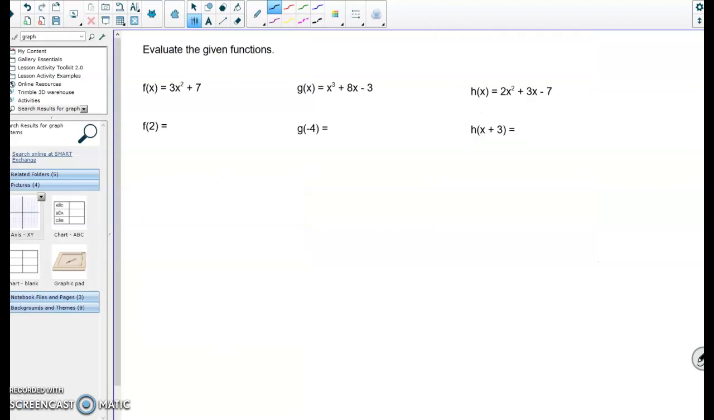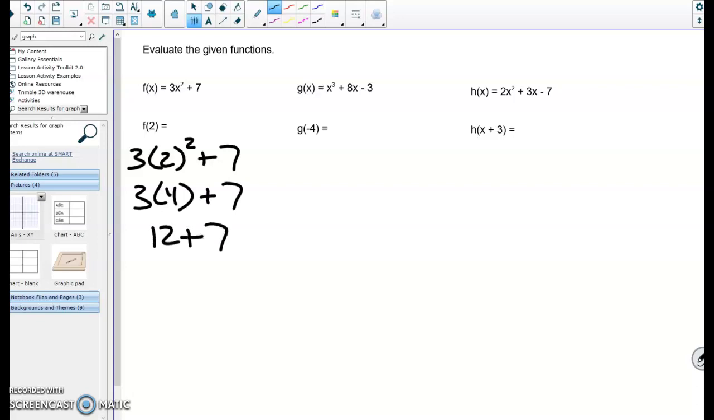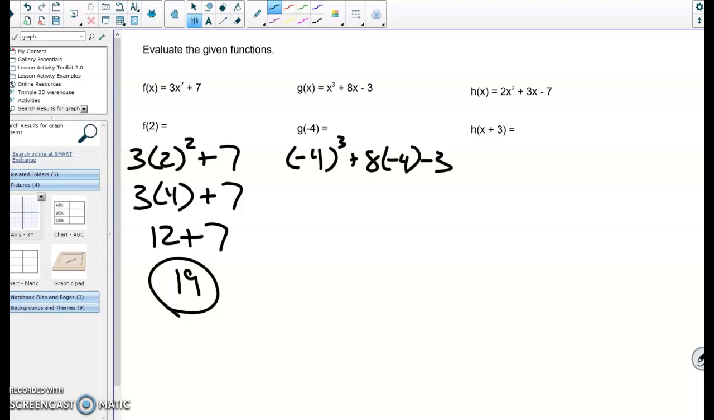All right, so now when we evaluate functions, whatever my number is, I put in for x. So the 2 goes in for x. We deal with the exponent first. 2 squared is 4. 3 times 4 is 12, plus 7, and the answer is 19. Here, the negative 4 goes in wherever I see my x. Negative 4 cubed is negative 64. 8 times negative 4 is negative 32, minus 3. Negative 64 minus 32 is negative 96, and minus 3 is negative 99.